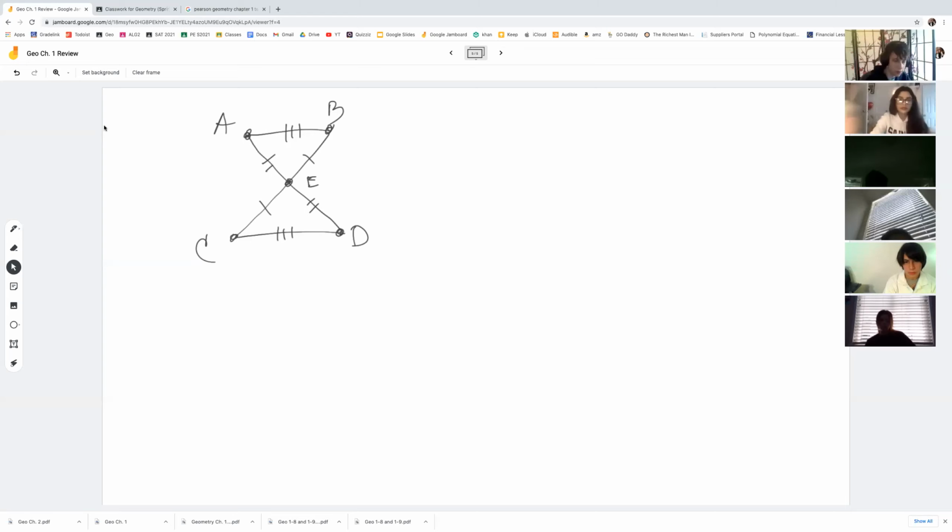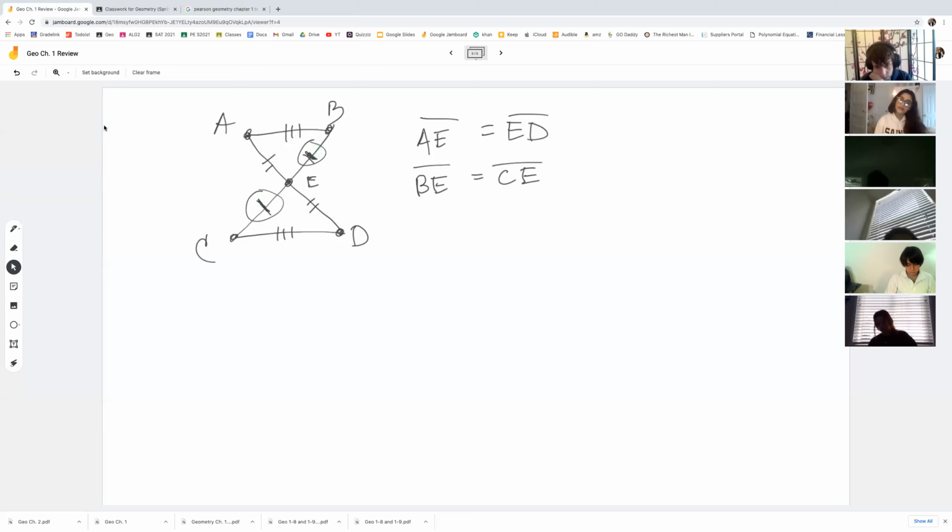Because the little lines across them indicate it. For example, C has one line on it. Very good. So if we see BE and CE, this line and this line, those are equal or congruent. How do we know? Because they both have one line. That is a way in geometry that we tell you that they are the same.